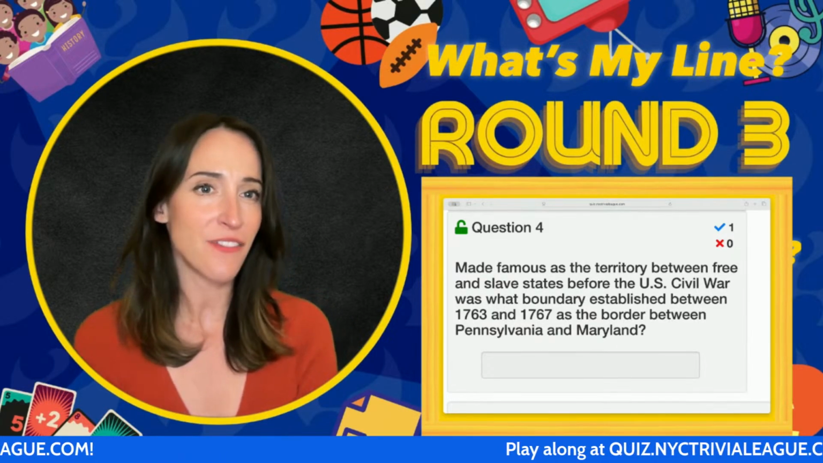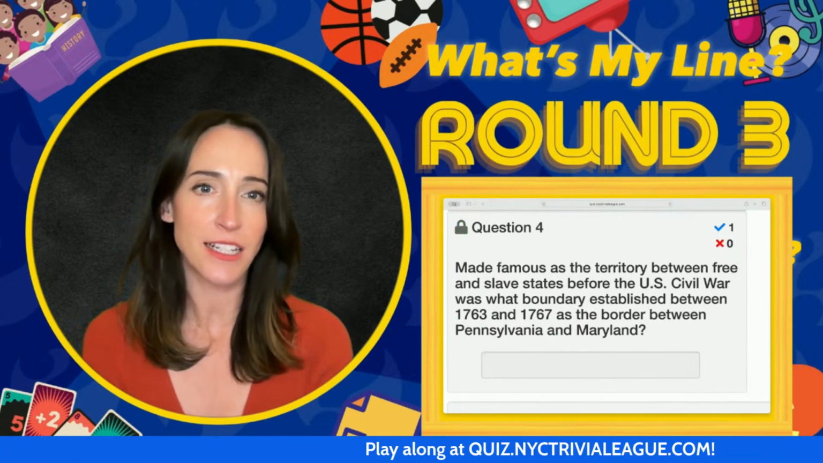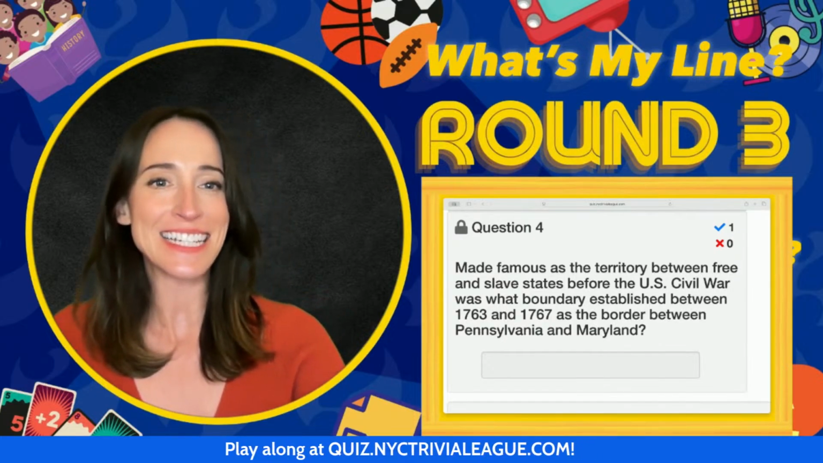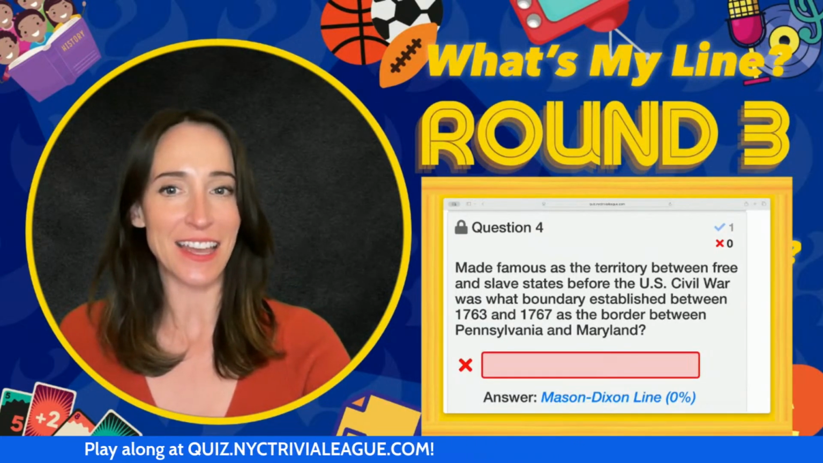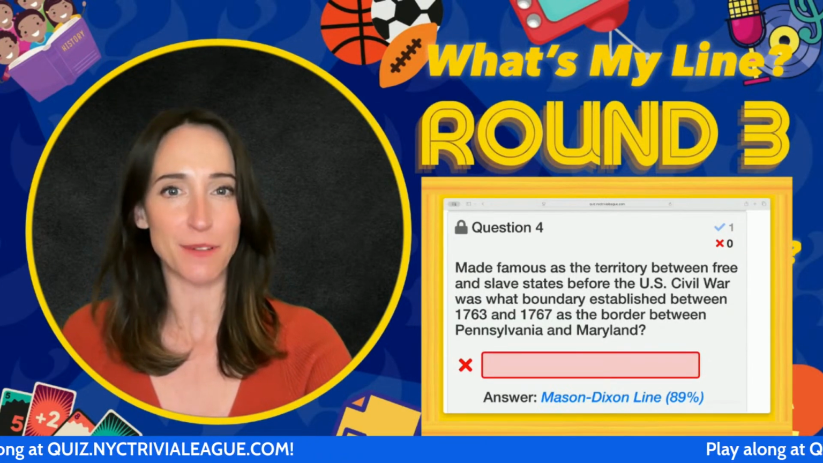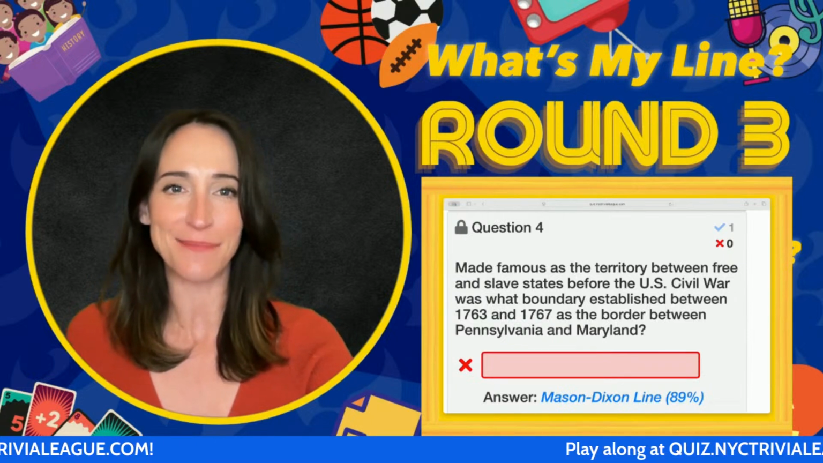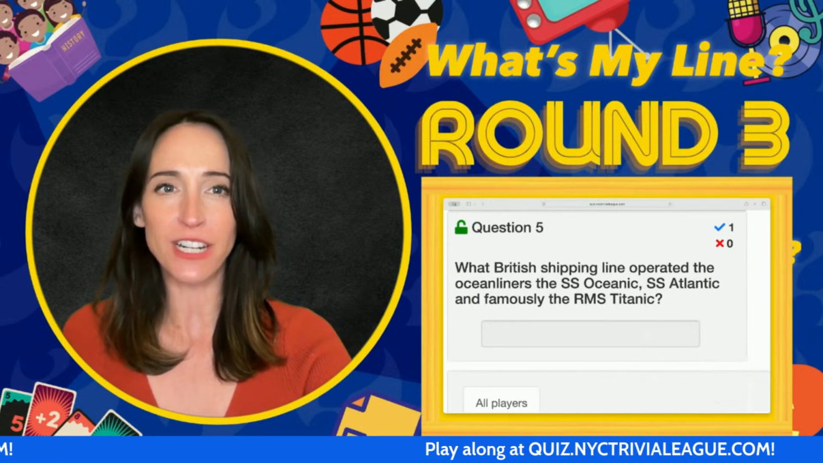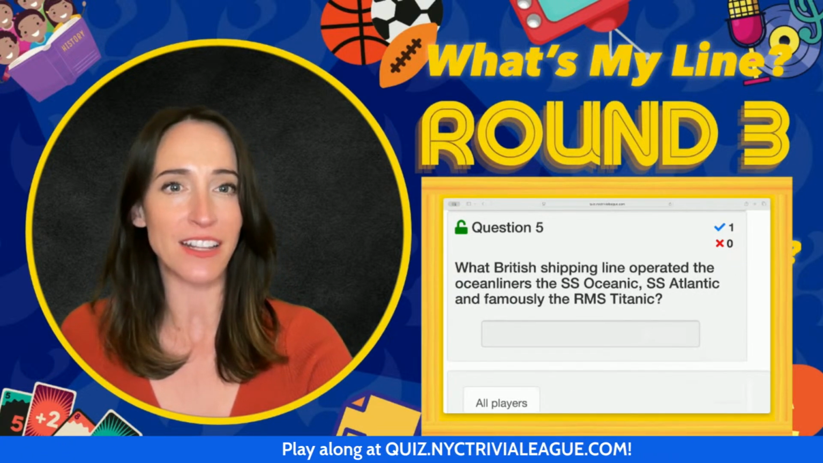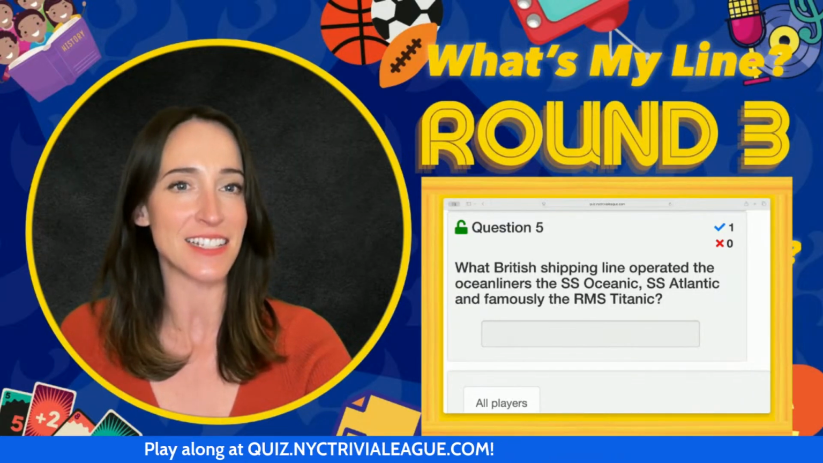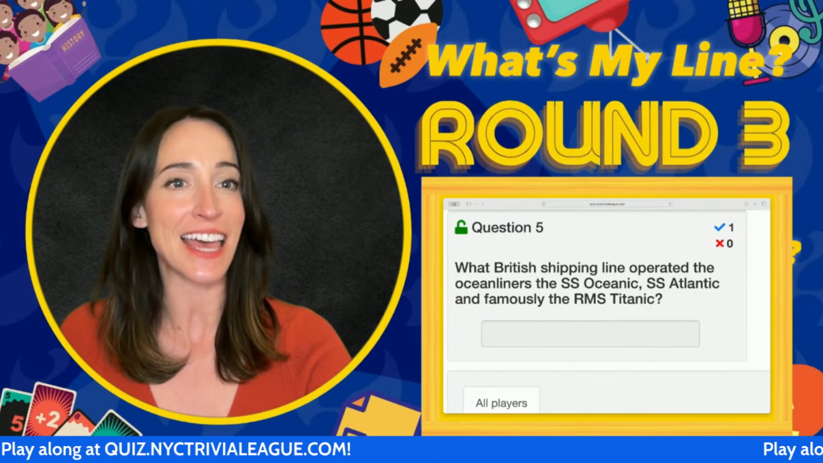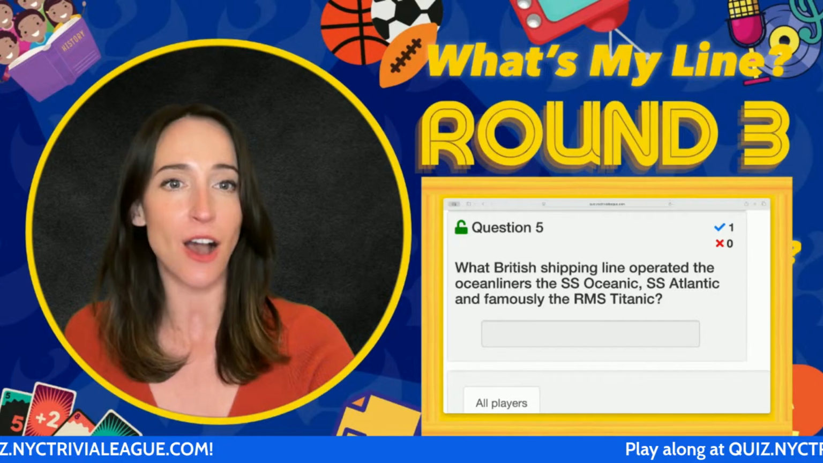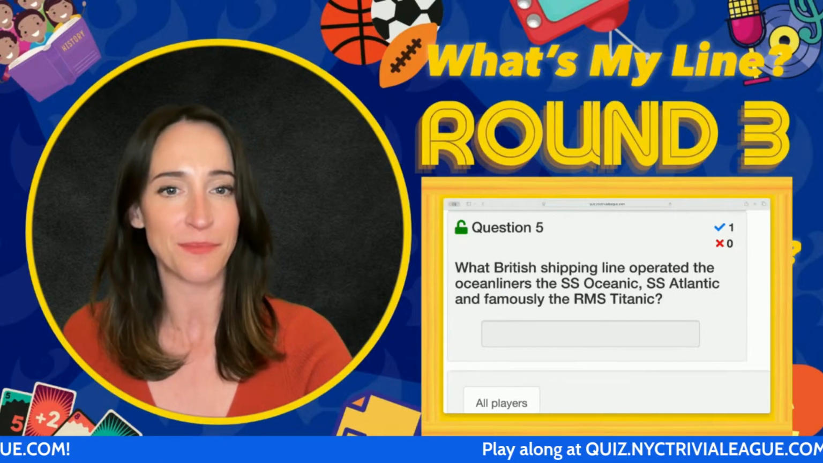That line dividing Pennsylvania and Maryland is called the Mason-Dixon line. Mason-Dixon line. 89% of you got that one right. Question 5. What British shipping line operated the ocean liners the SS Oceanic, SS Atlantic, and famously the RMS Titanic?